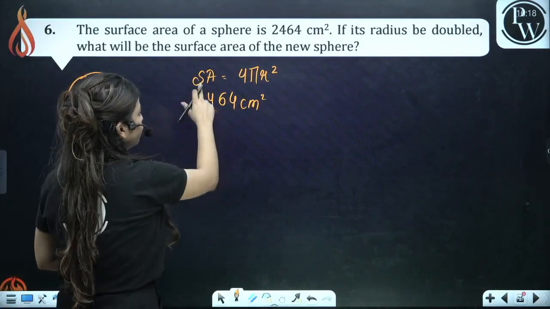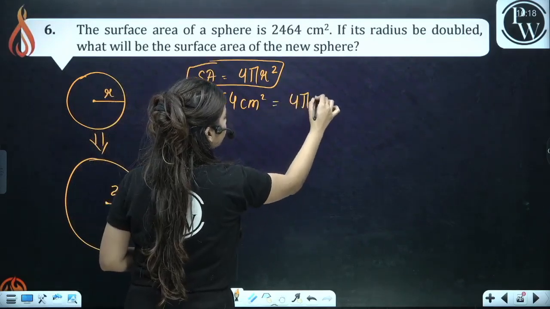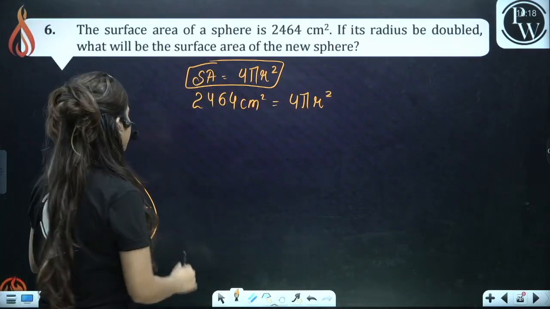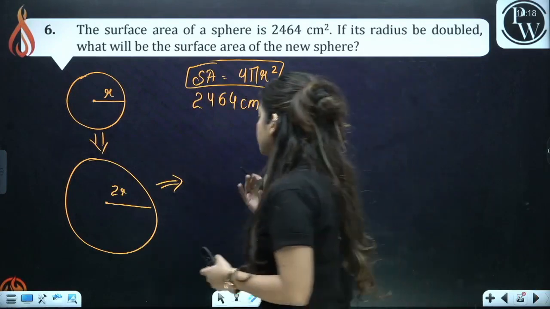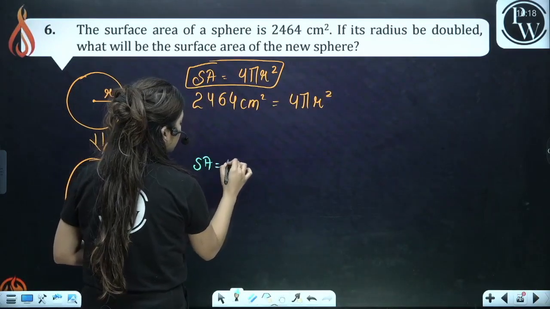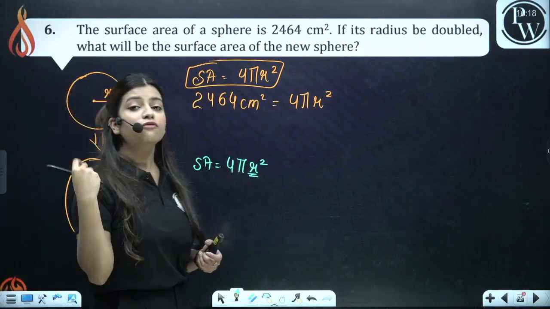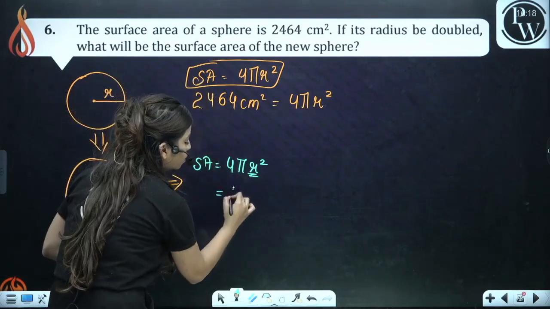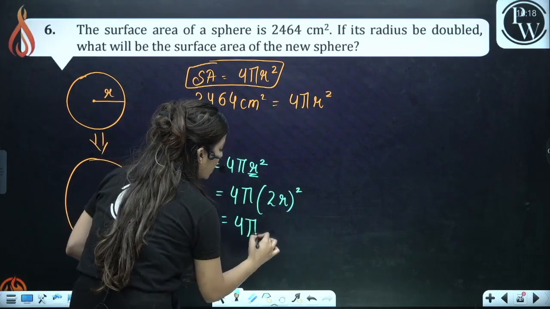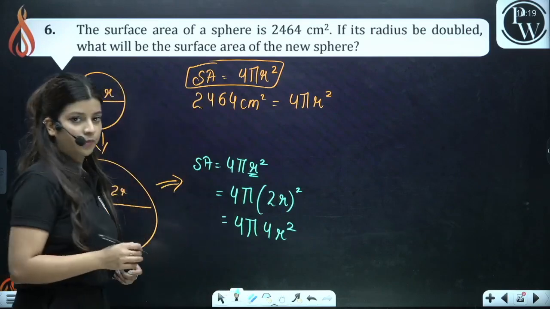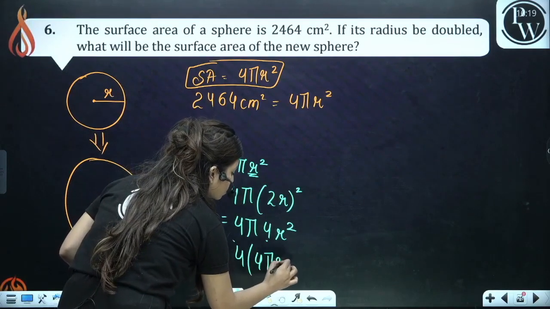Now, for this surface area, the formula is 4 pi r square. That means 2464 is equal to 4 pi r square. For this new sphere, where the radius is doubled, the surface area will be again 4 pi r square, where r is now 2R. So this will become 4 pi (2R) square, which is equal to 4 pi 4R square. If I take this 4 outside, this will become 4 into 4 pi r square.